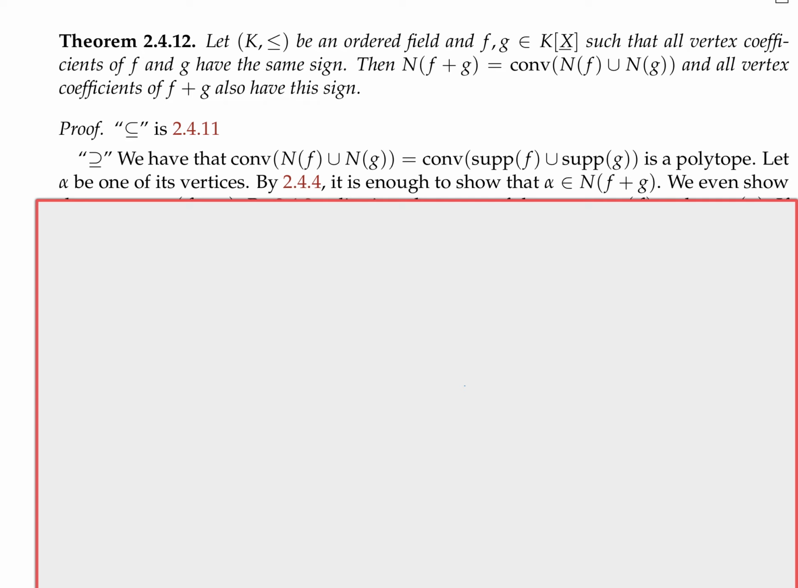In the same way, the Newton polytope of G is contained in the right-hand side, and therefore the union, since the right-hand side is convex, the convex hull is also contained in the right-hand side. So that was easy. And since it's a convex hull of a finite set, the support of F is finite, the support of G is finite, so the union is also finite. So it's a polytope. Let alpha be one of its vertices.